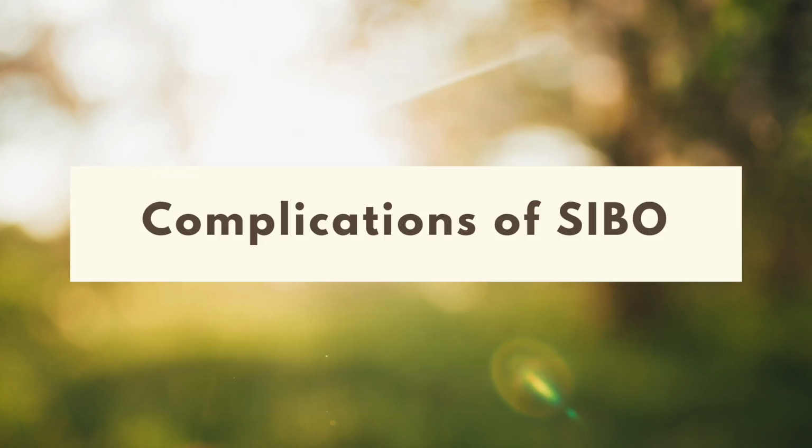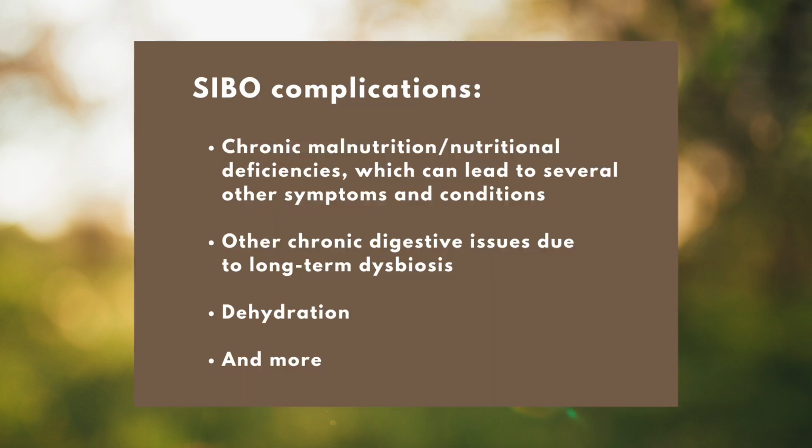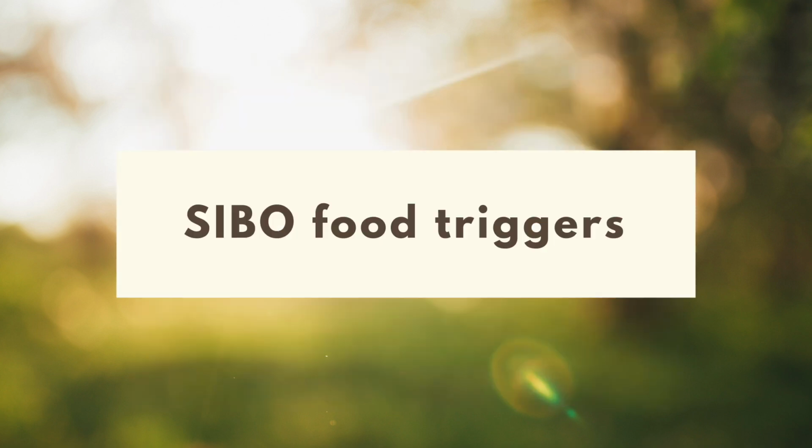There can also be some complications associated with SIBO. The one we talk about most often is chronic malnutrition or nutritional deficiencies, which can lead to several other symptoms and conditions. Another complication can be other chronic digestive issues due to long-term dysbiosis or imbalance in the gut microbiome, dehydration, and more. When we're talking about SIBO, we always have to talk about potential food triggers.